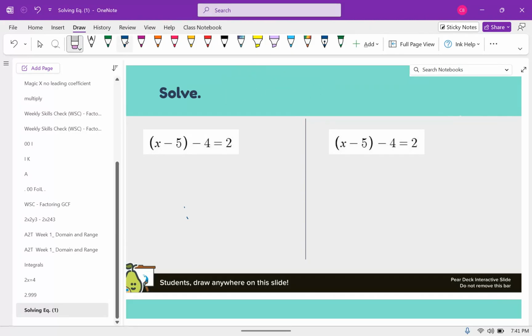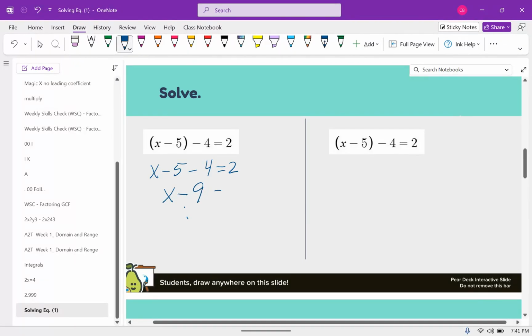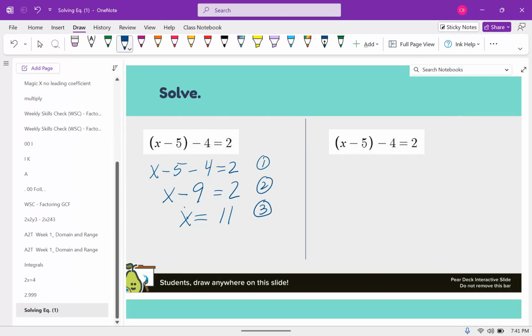So first thing I would probably do on this one when I'm just looking at it is, I probably don't need the parentheses. I would probably just drop the parentheses because it's addition, subtraction. And then I would combine like terms by doing negative 5 minus 4, which is negative 9. And then I'm going to add 9 to both sides. So 2 plus 9 is 11. So this took me 1, 2, 3 steps to do.